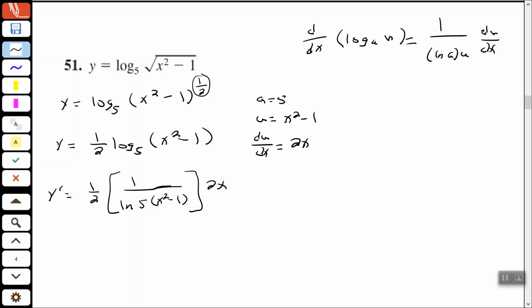All right, so those 2's cancel out from the 1/2 here and the 2. They cancel each other out, so it leaves me with x in my numerator over the natural log of 5 times x squared minus 1.